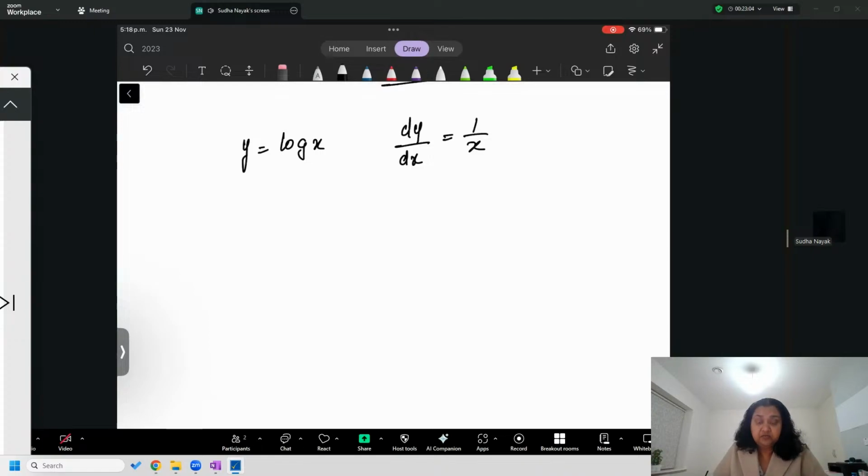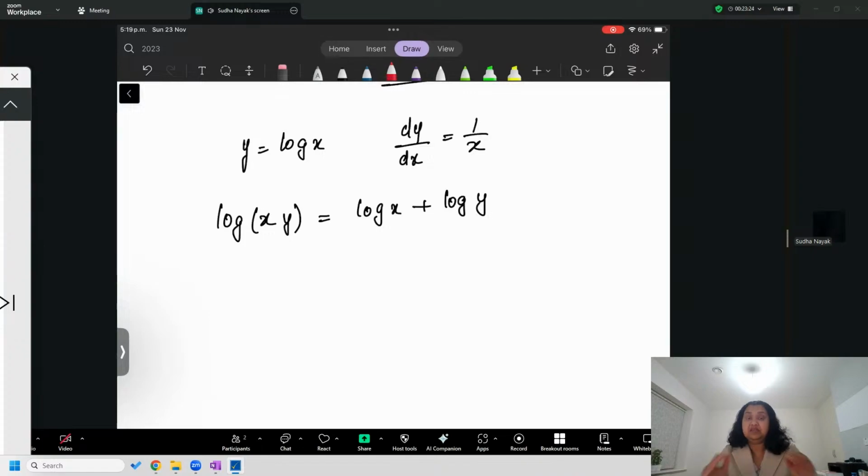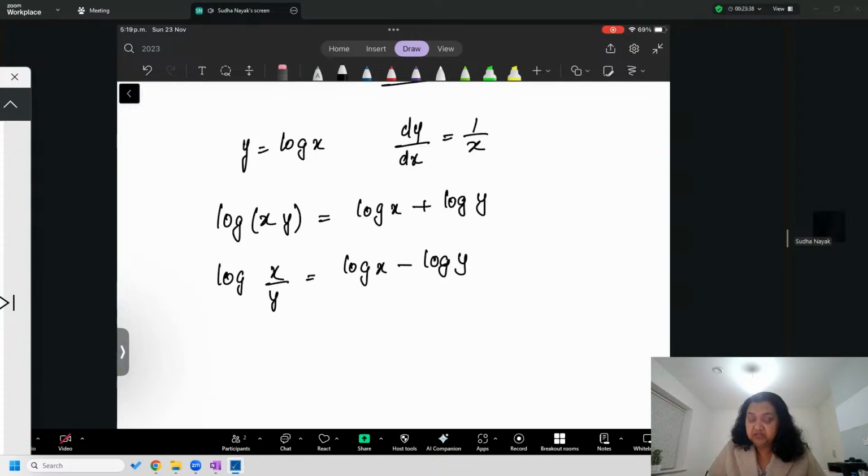What are the laws of logarithms? Log of xy can be written as log of x plus log of y. I'm just going to neglect the base here, because I'm assuming that the bases are the same, and for simplicity I'm going to think that the base doesn't exist for now. The second one is log of x over y is equal to log x minus log y. So remember, if there is a product, you have to add both the logs. If there is a division, you have to subtract both the logs.